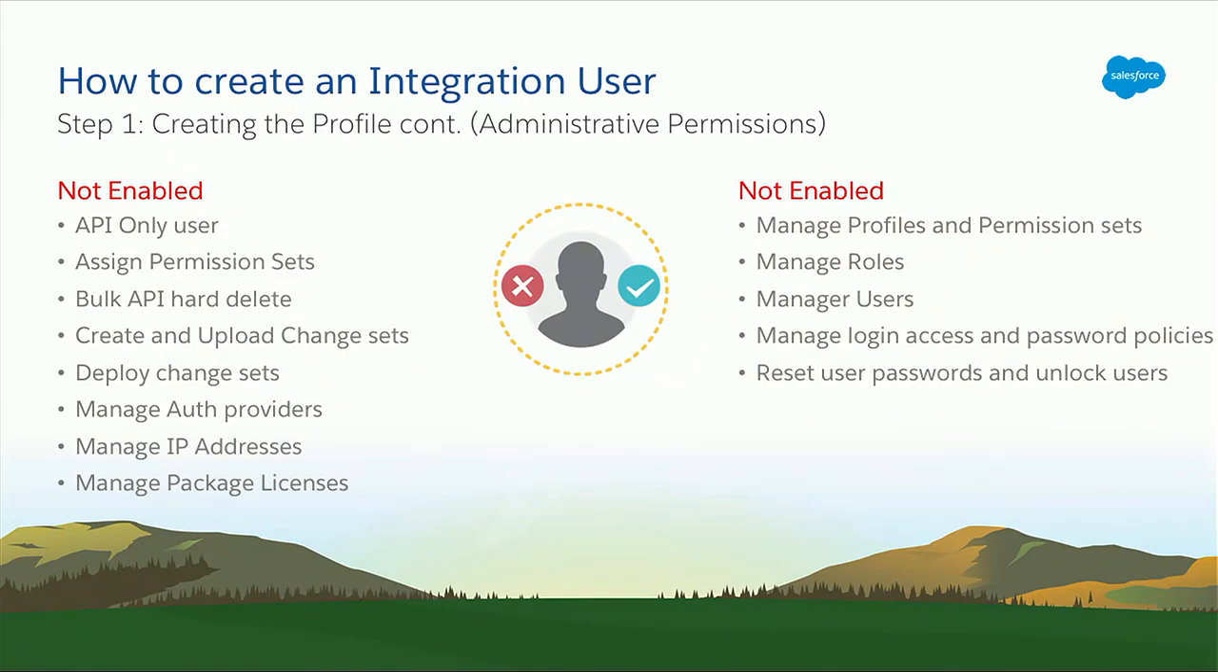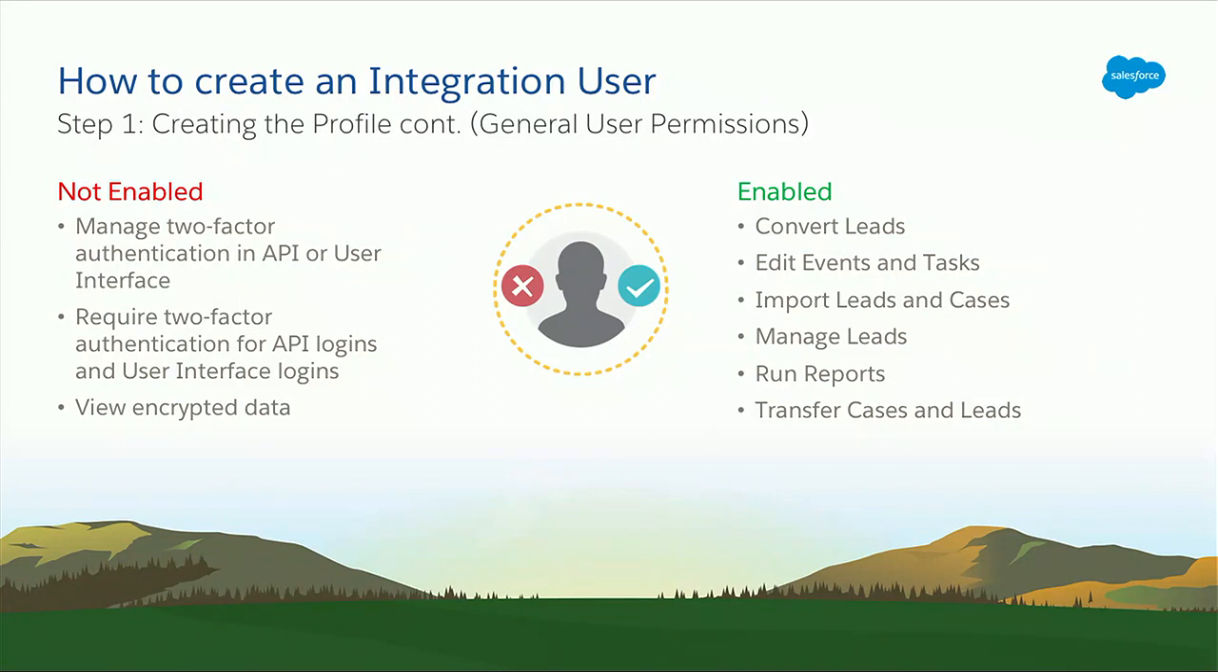Things we don't want to enable. We probably don't want to let our robot and our third-party apps deploy change sets. We don't want them to be able to manage our IP addresses. We don't want them to manage package licenses. We don't want them to manage profiles and permission sets. Again, these are all things that we really want to keep tight to ourselves and not extend into a third-party application.